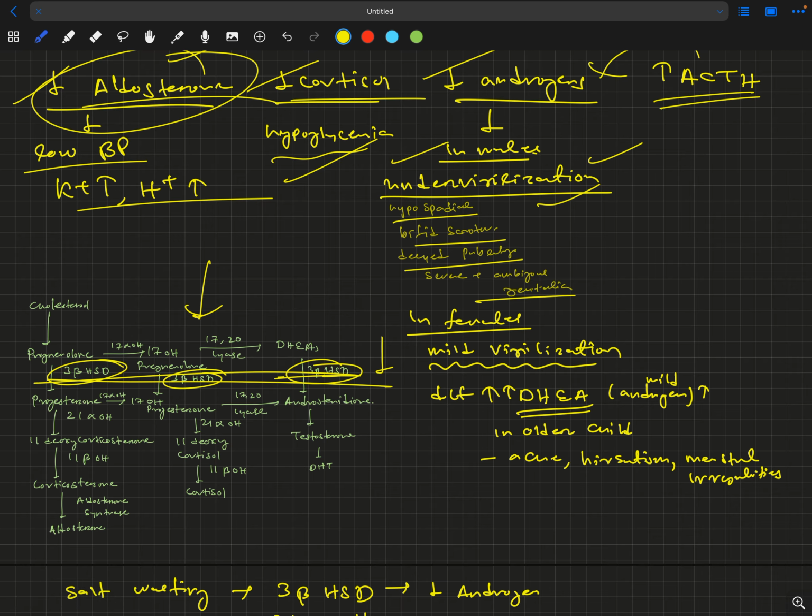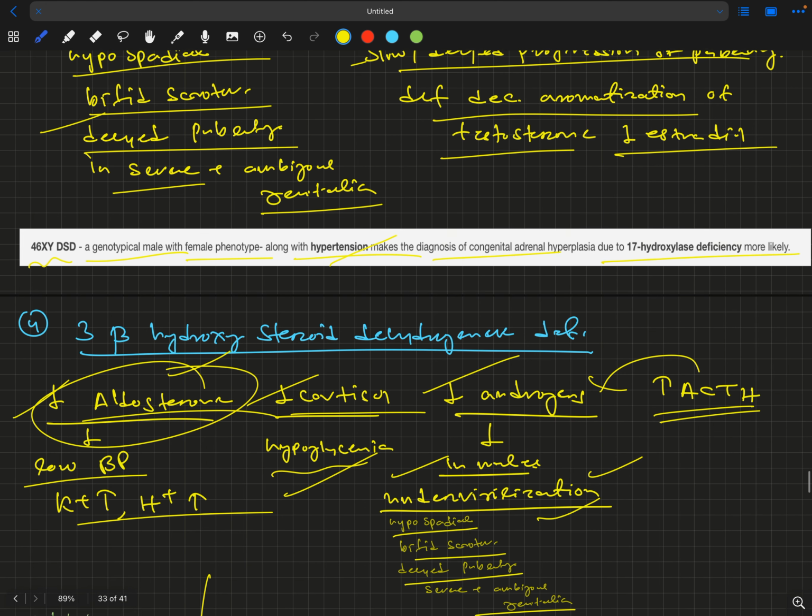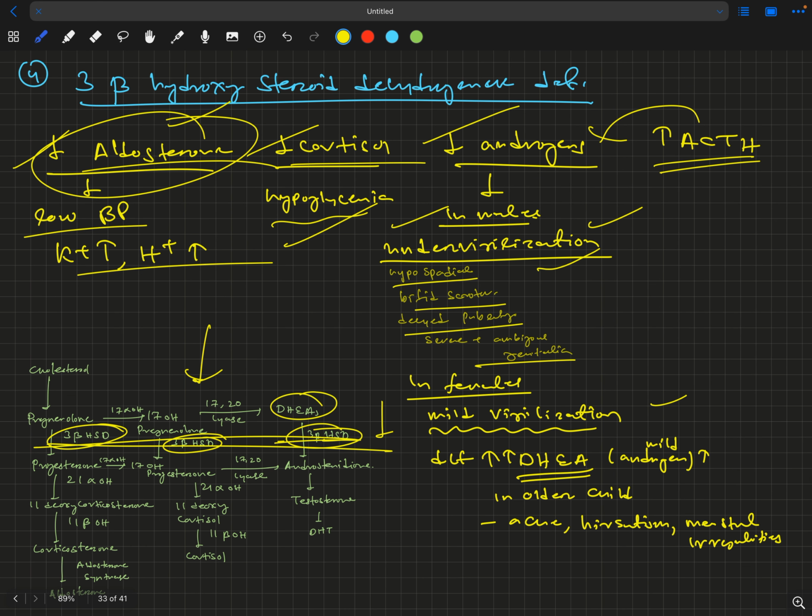So in females, what will happen? There will be less androgens, but there can be mild virilization due to DHEA. This DHEA is the catch here. DHEA accumulates in case of deficiency of 3 beta hydroxysteroid dehydrogenase. It has androgen-like effect, so it can lead to mild virilization.